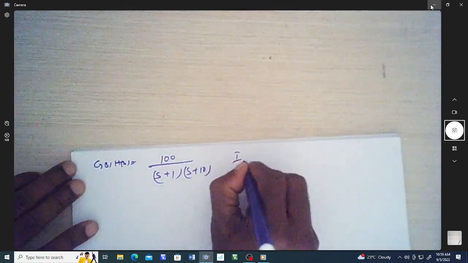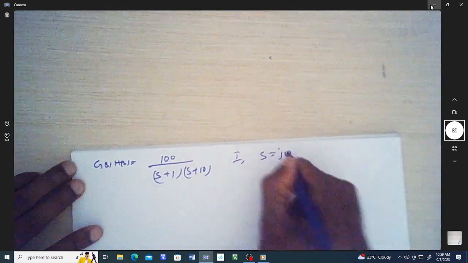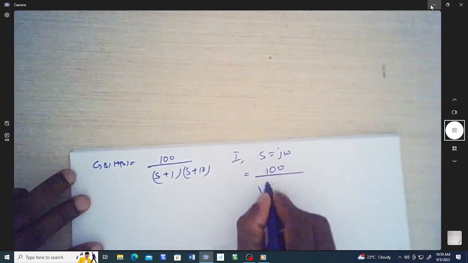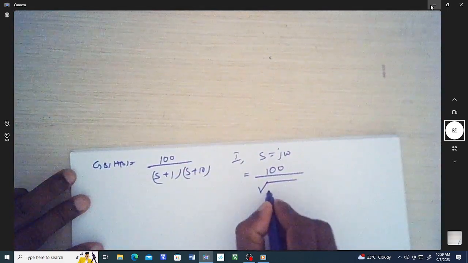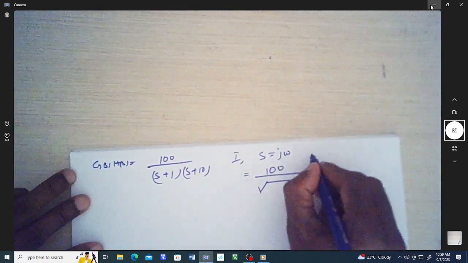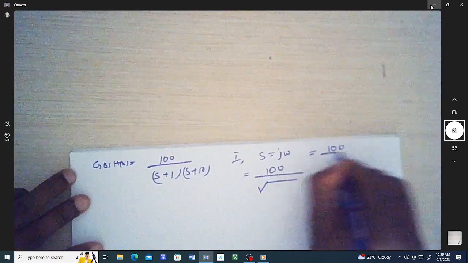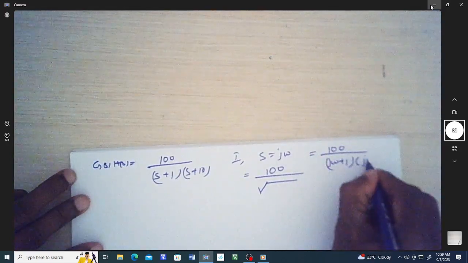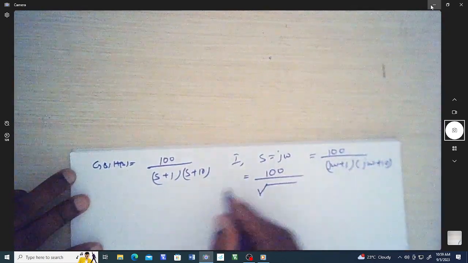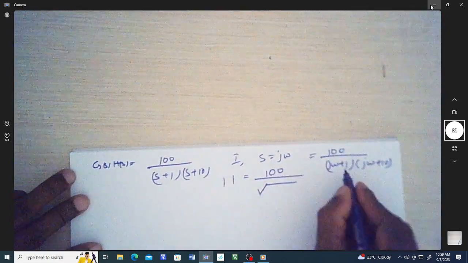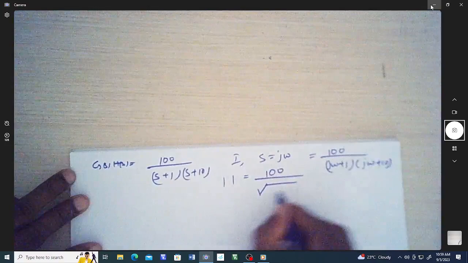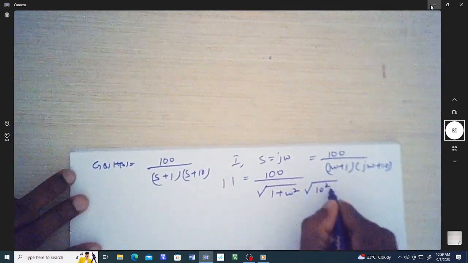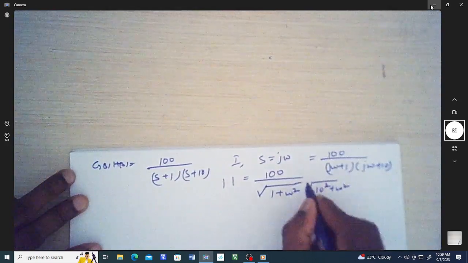To map the first segment, replace s by j omega, so that this becomes 100 divided by (j omega plus 1) into (j omega plus 10). So let us write the magnitude of that using these complex terms. It is 100 divided by the square root of (1 plus omega square) into (10 square plus omega square). This is the magnitude.